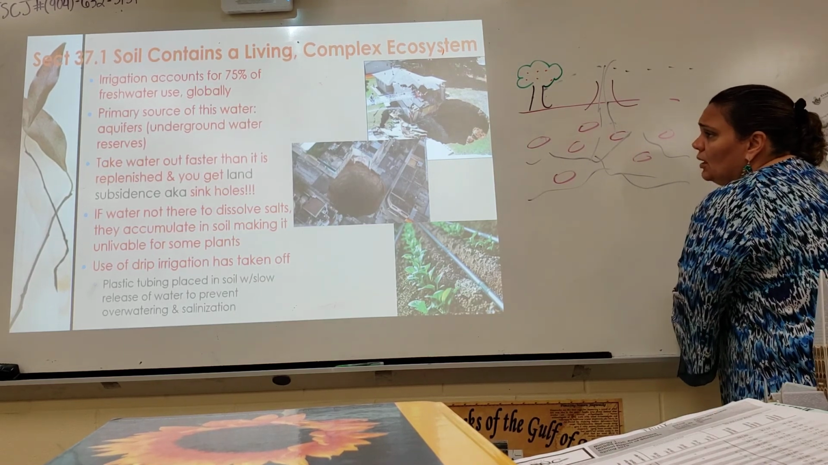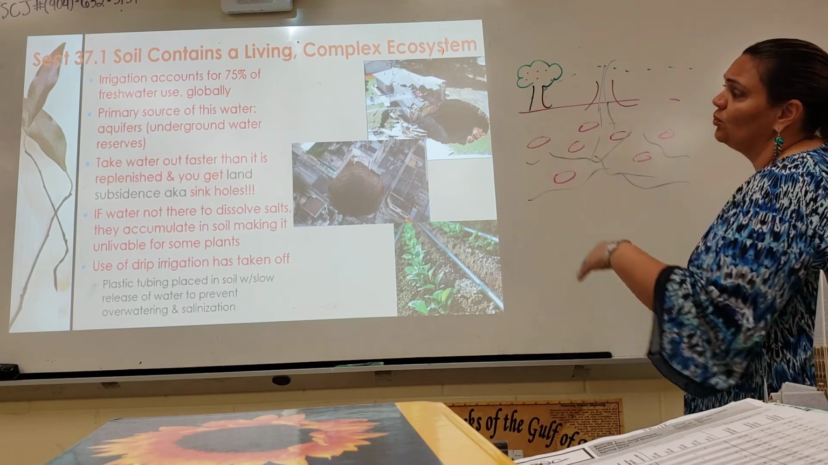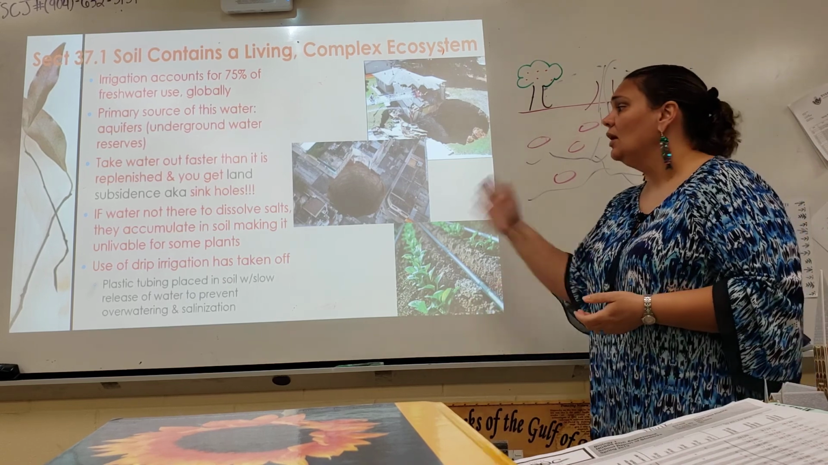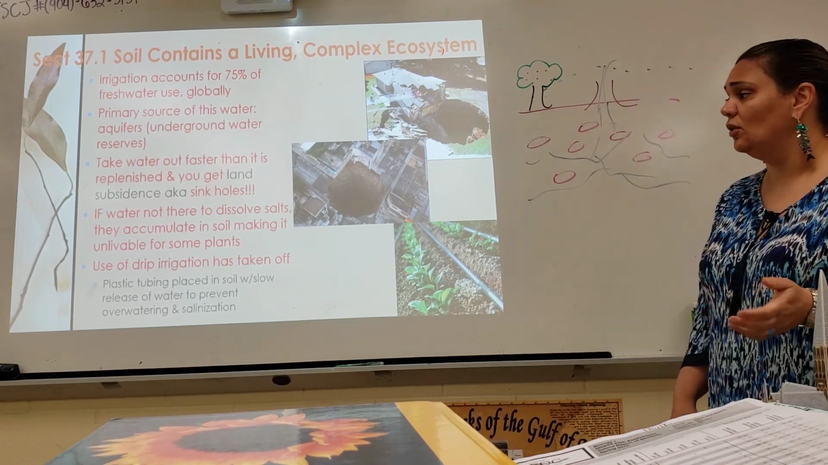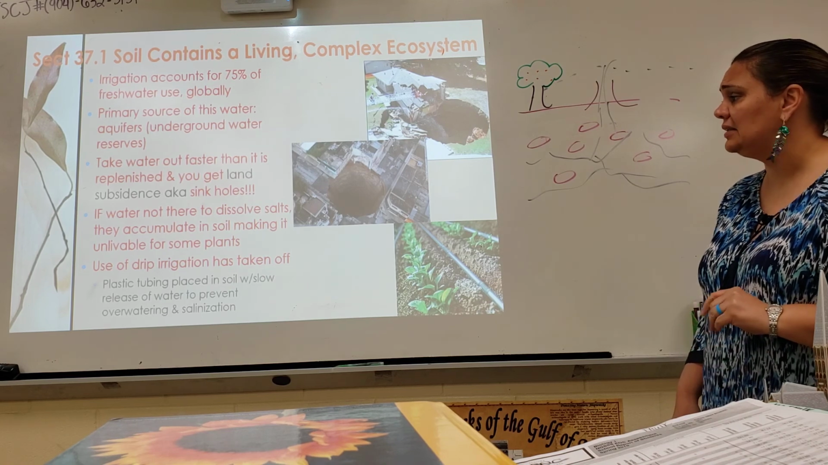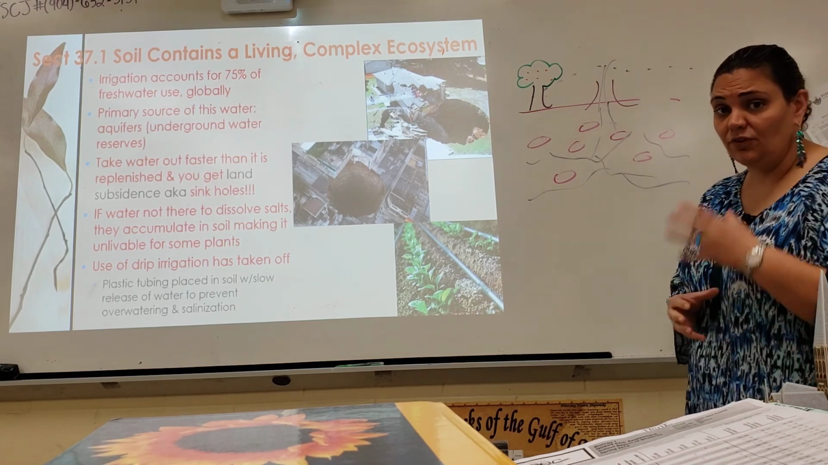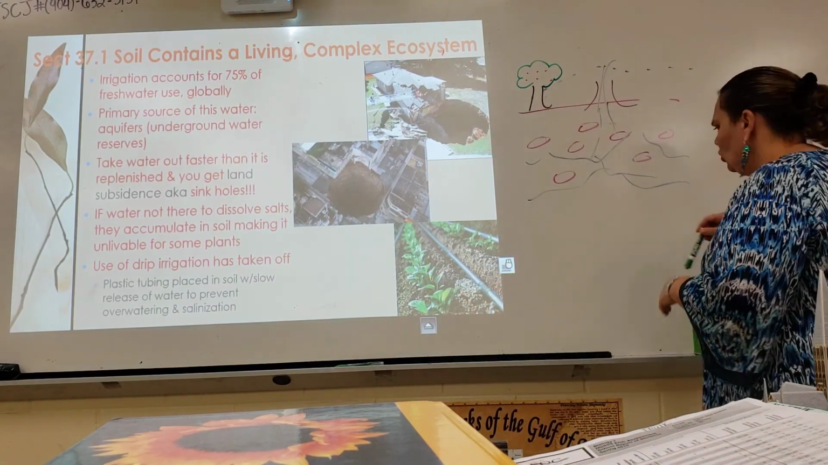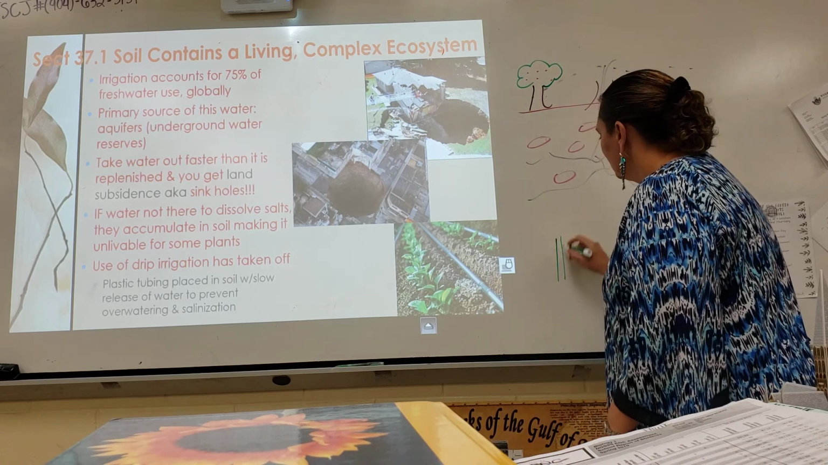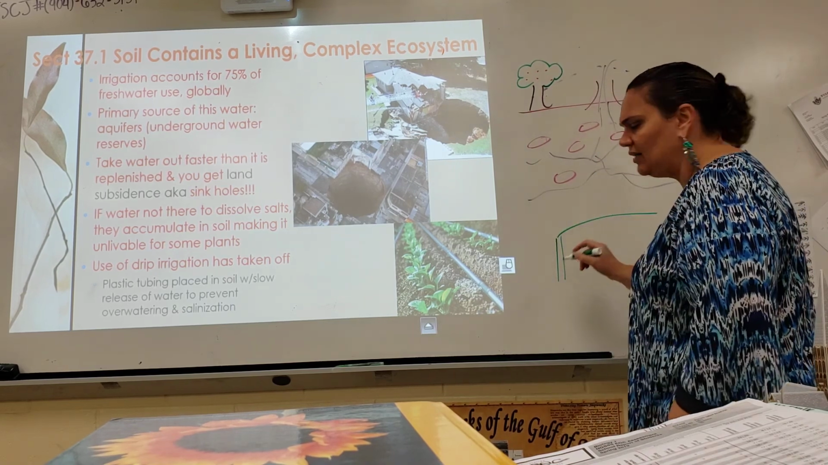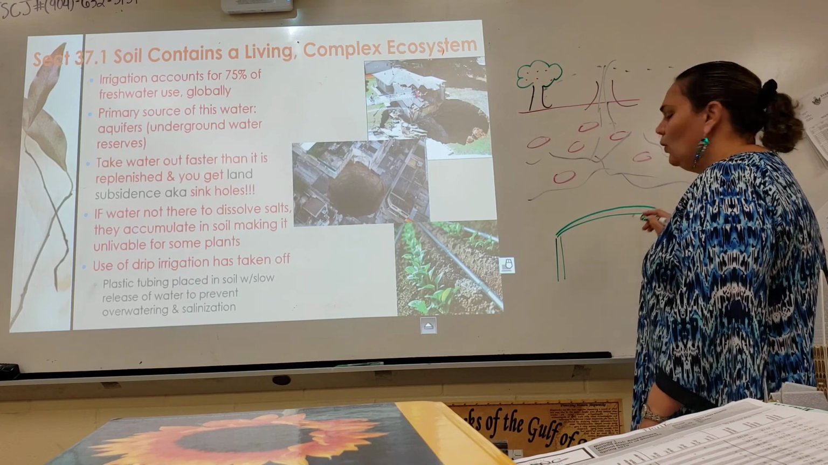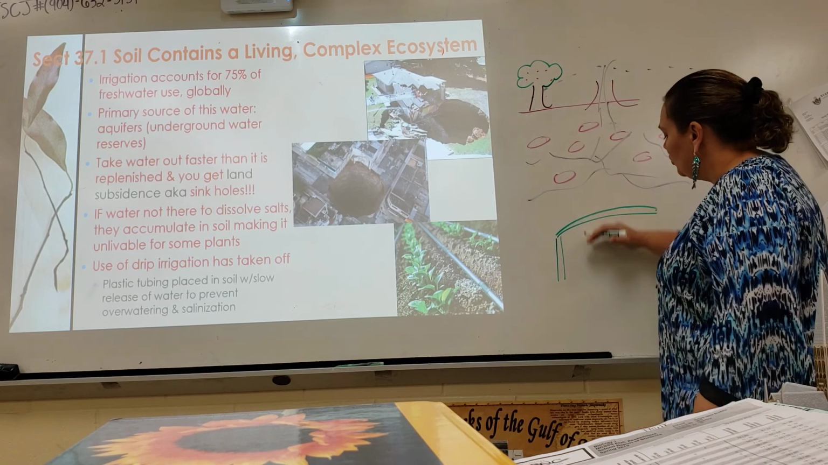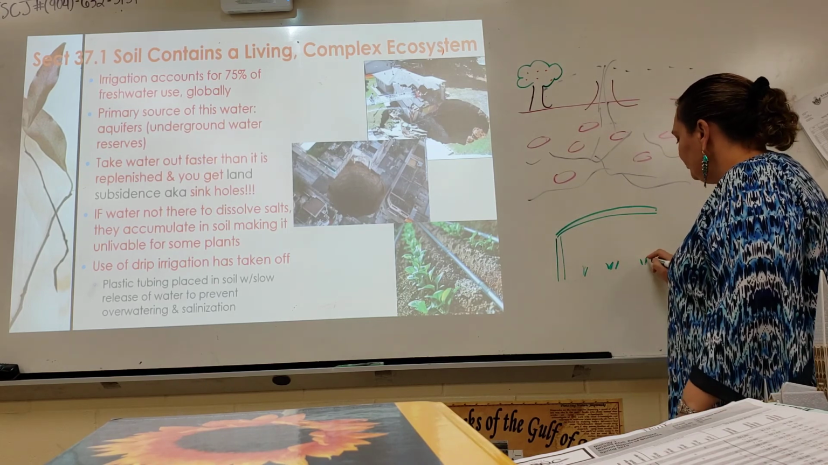So, irrigation, primary source of this water is the aquifers. You take water out faster than it can replenish, you end up with sinkholes. If the water is not there to dissolve the salts, they accumulate in the soil, making it unlivable for some of the plants. One of the things that they're trying to get farmers to switch over to is what they call a drip system. So you've probably seen like a ginormous sprinkler. If you've ever driven past a farm, it's got this big old round sprinkler and it just does a ginormous circle around itself, and it drops water onto the crops below it, right?